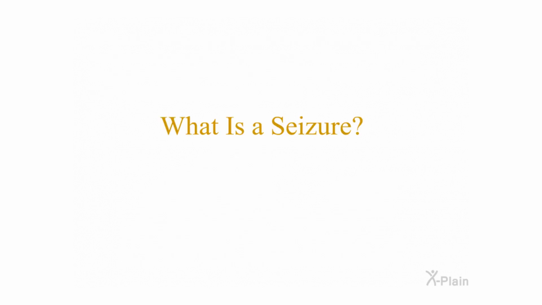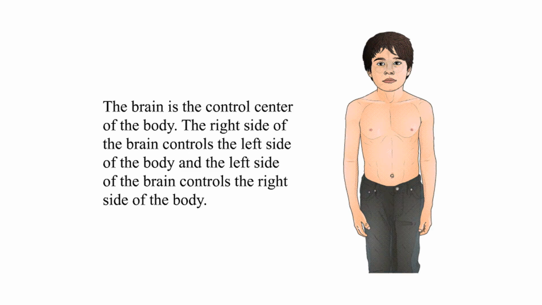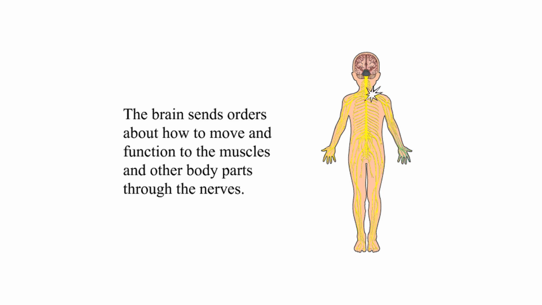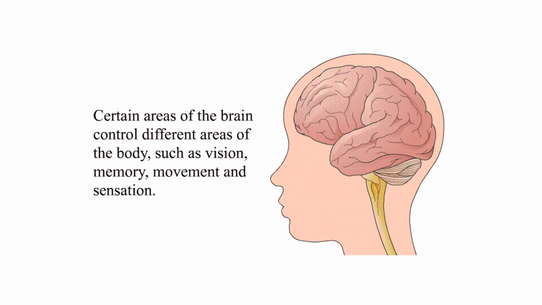What is a seizure? The brain is the control center of the body. The right side of the brain controls the left side of the body, and the left side of the brain controls the right side of the body. The brain sends orders about how to move and function to the muscles and other body parts through the nerves. Certain areas of the brain control different areas of the body, such as vision, memory, movement, and sensation.